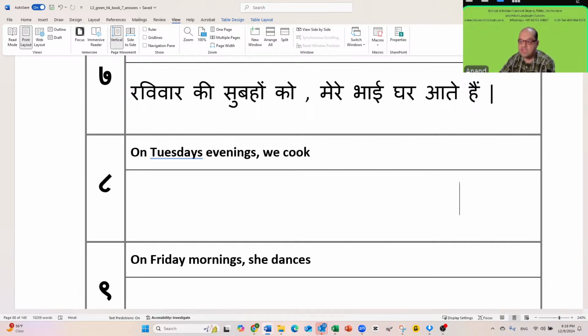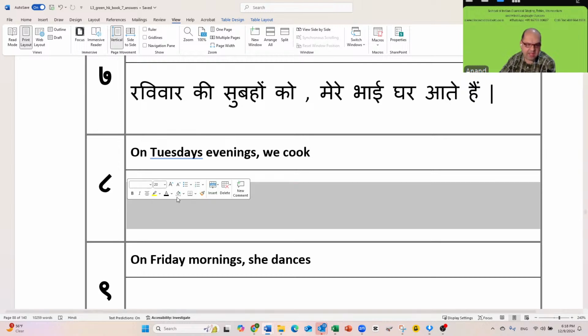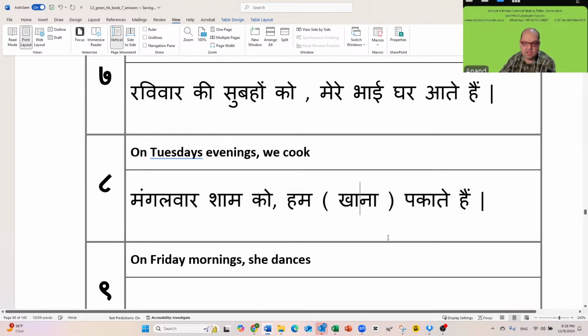Could we use any other word instead of बनाते? प्रहलाद और ईशान. पकाते. Yeah, you can also say पकाते. खाना बनाते हैं, खाना पकाते हैं. Either of the two are fine. So even I wrote both. मंगलवार शाम को हम खाना पकाते हैं.